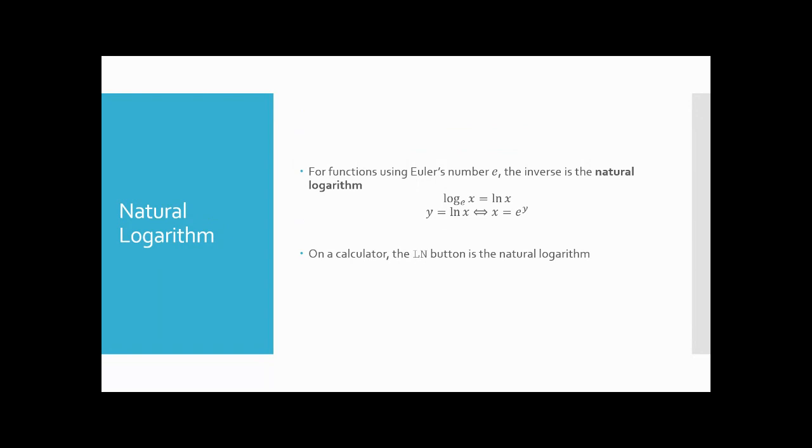Mine is actually not, I have to hit second to get to that number. It's actually above my natural log button. So the natural log has a special base of e, and we abbreviate that with ln. So it's not 1n, it's lowercase l and then lowercase n.